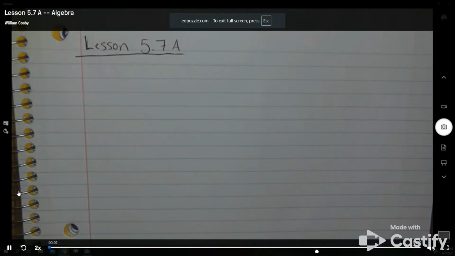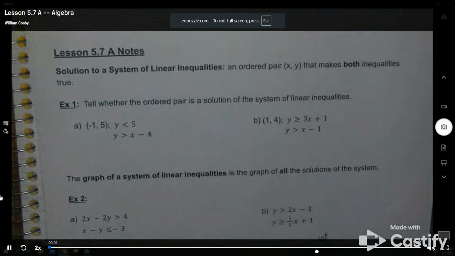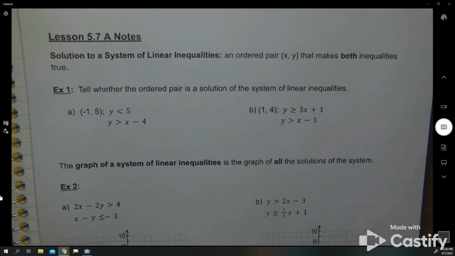This is lesson 5.7a. In lesson 5.7a, we're going to continue talking about linear inequalities, but this time we're going to talk about systems of linear inequalities, just like systems of equations. When you have a solution, it's an ordered pair that's true for both inequalities.